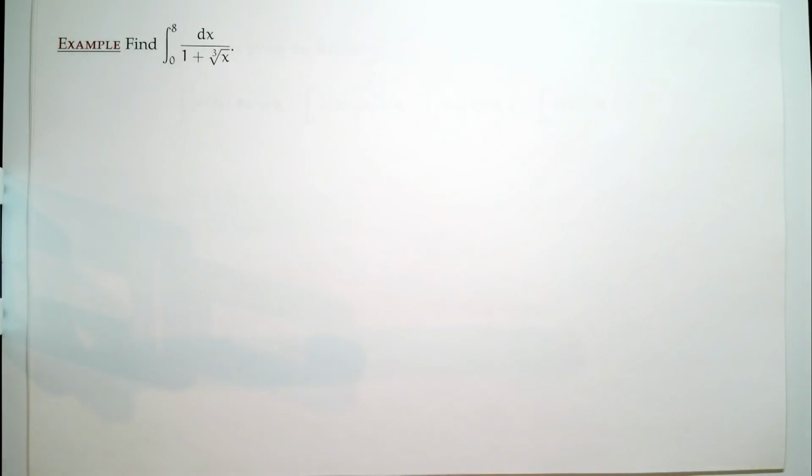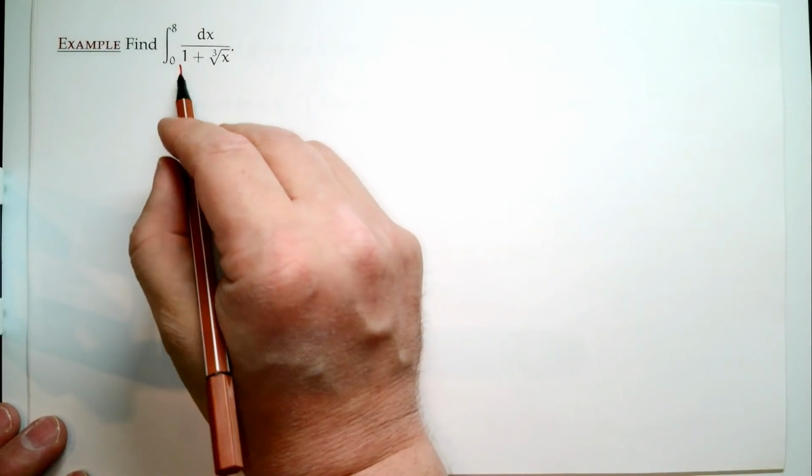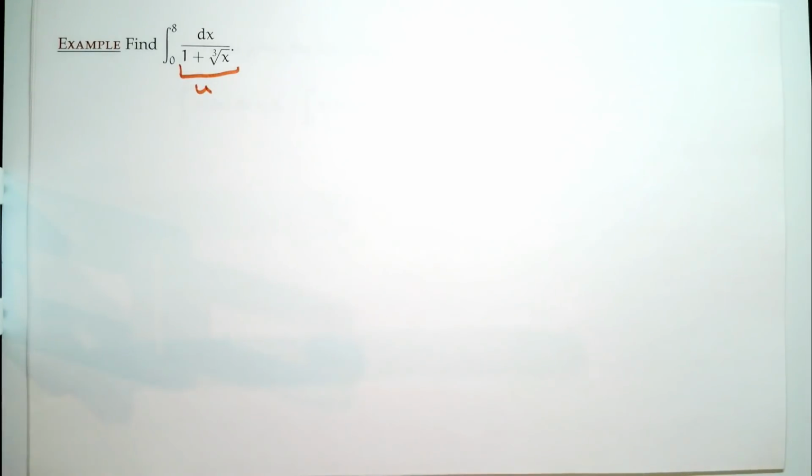So substitution. There are sort of two things to try. You could say, well, what if I just try just cubed root of x? Well, that would be okay. You'd end up with a 1 plus u downstairs. So in this case, I think it's better to make the whole thing the substitution. So we're going to put the whole denominator. U is 1 plus the cubed root of x.